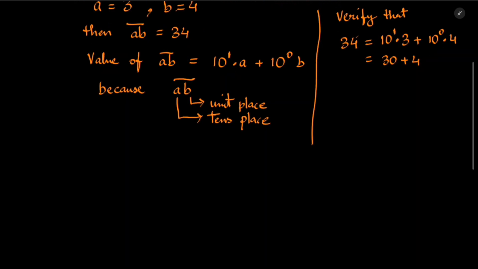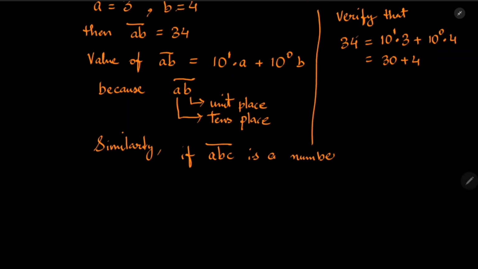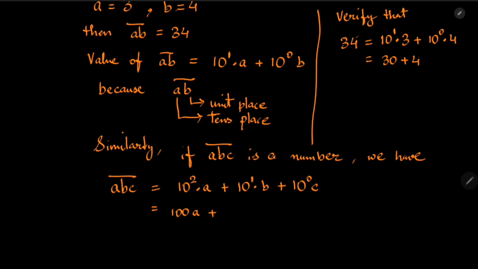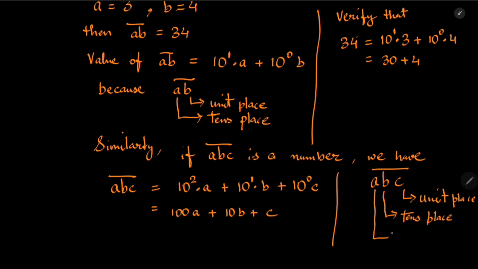Similarly, we can extend this concept to a number having more than 2 digits. For example, if abc is a 3-digit number, we can write abc as 10 square a plus 10 to the power 1 b plus 10 to the power 0 c, which is actually 100 times a plus 10 times b plus 1 times c. It is because c is at the unit place, the place value of b is 10, while the place value of a is 100. Now, after understanding this concept, we are good to solve this question.